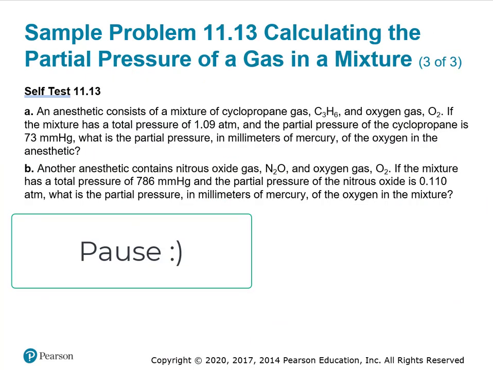Here are 2 problems looking at partial pressures of gas in a mixture. See if you can solve A and B, and we'll go over them in a minute.